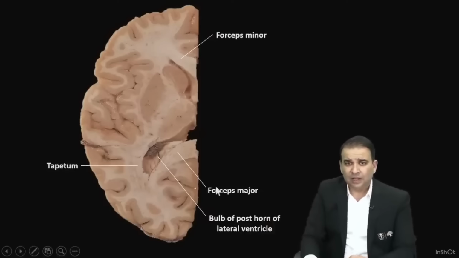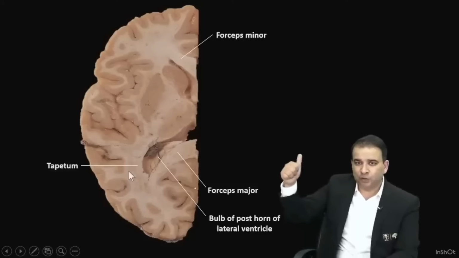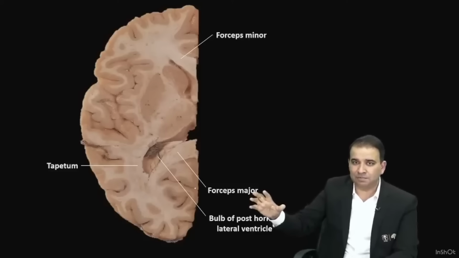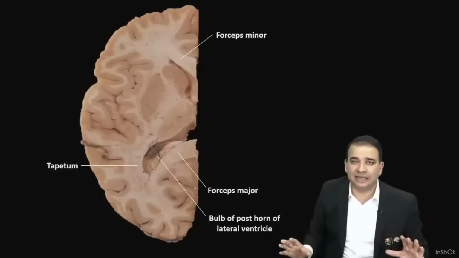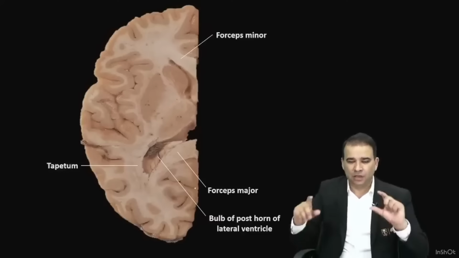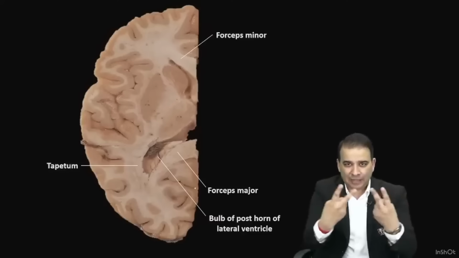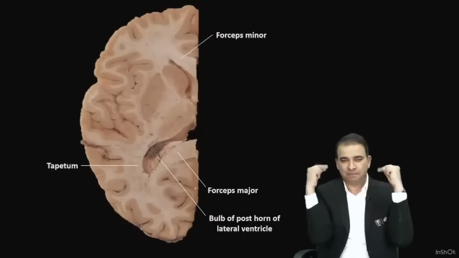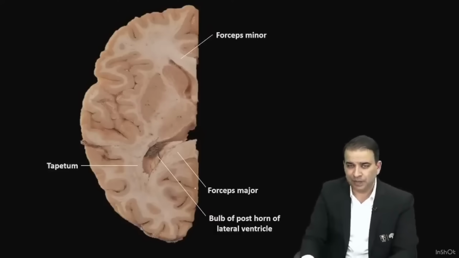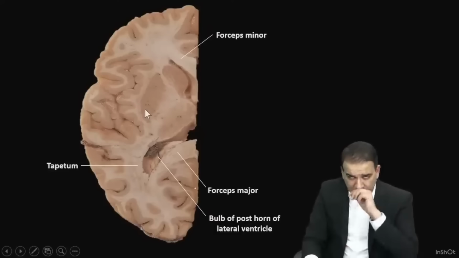So if you look at the posterior horn of lateral ventricle, on the medial side we have forceps major, on the lateral side we have tapetum. So guys, forceps major, tapetum and forceps minor, ये तीनों corpus callosum के part ही हैं. These are fibers of corpus callosum. Forceps minor is going in front, tapetum and forceps major are going backwards and downwards also. What else you see in this picture?